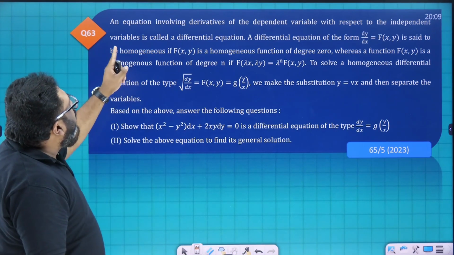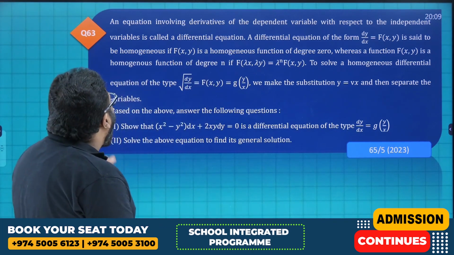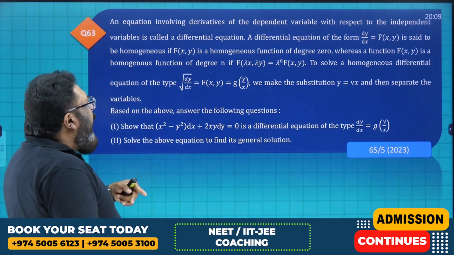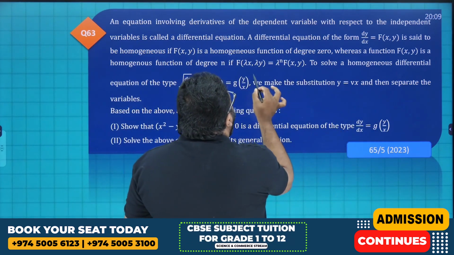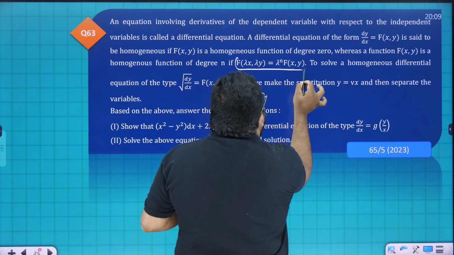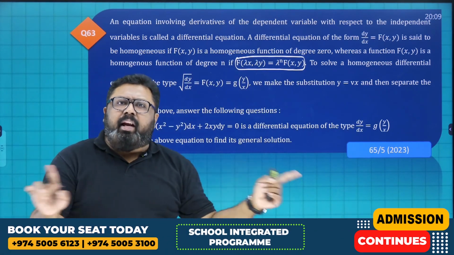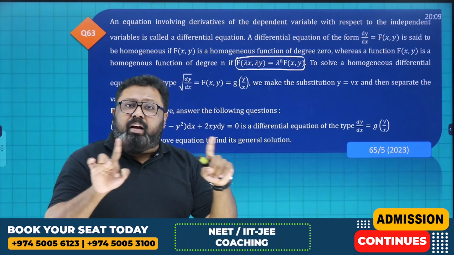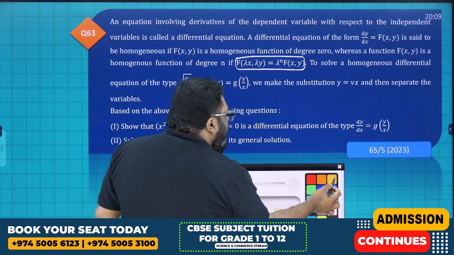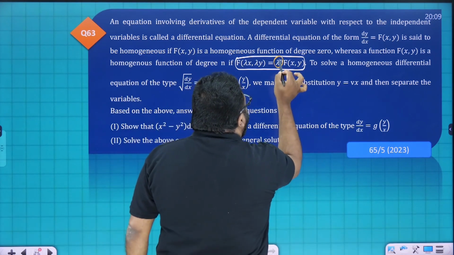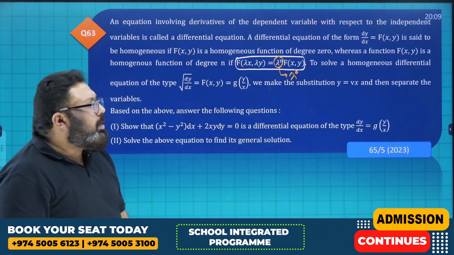An equation involving the derivatives of the dependent variable with respect to the independent variable is called a differential equation. And a function is said to be homogeneous if you can write x as lambda x, y as lambda y, the lambda comes out, and if it eliminates itself, that means this is going to become lambda raised to 0. Otherwise, it will not eliminate.